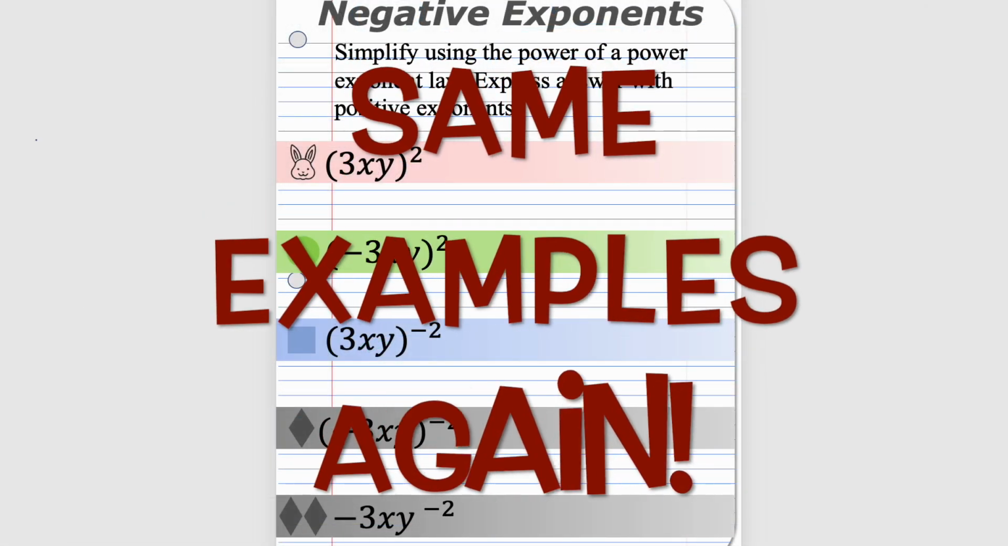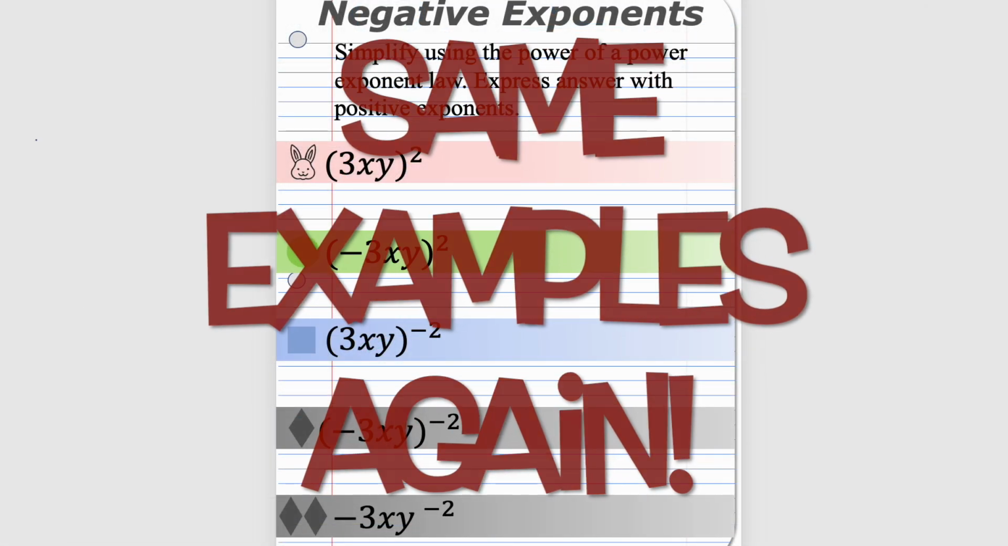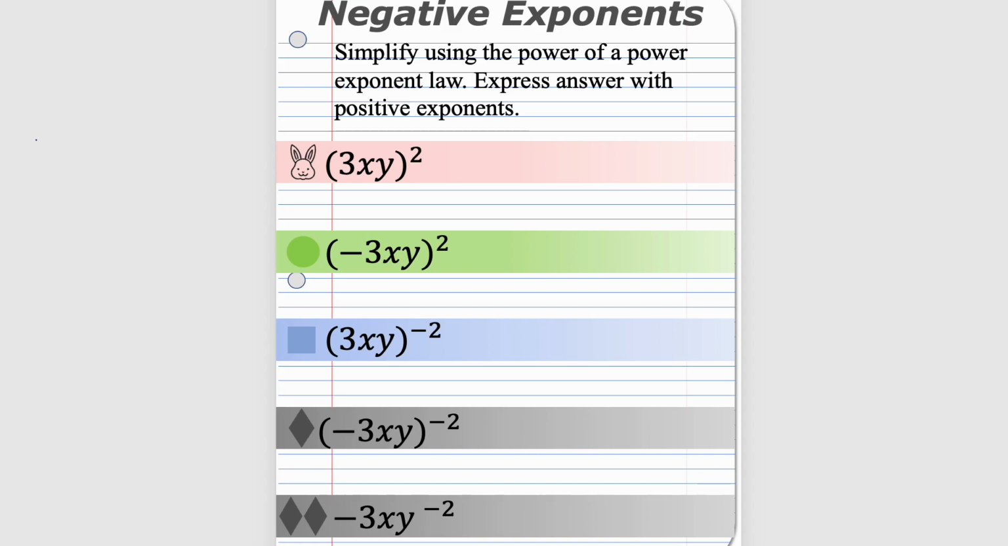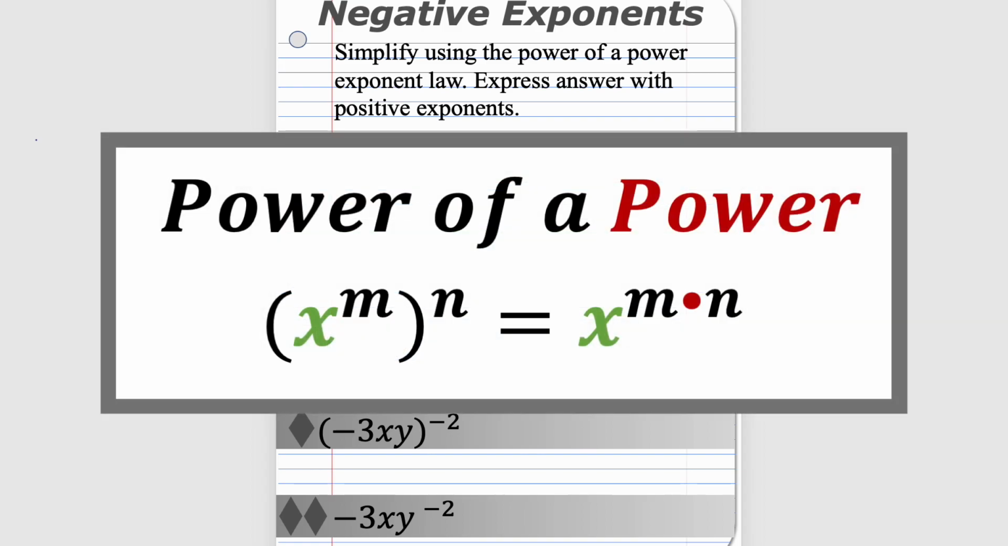Now that we have a really good understanding of repeated multiplication, let's simplify using the power of a power exponent law.